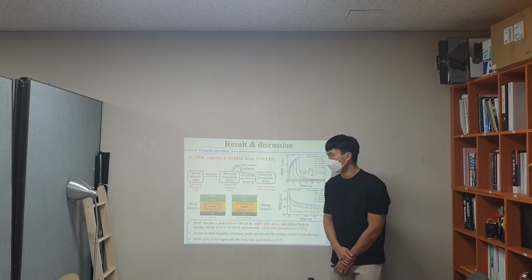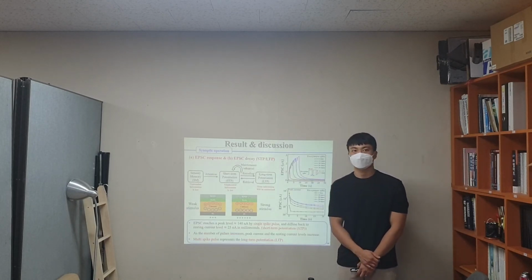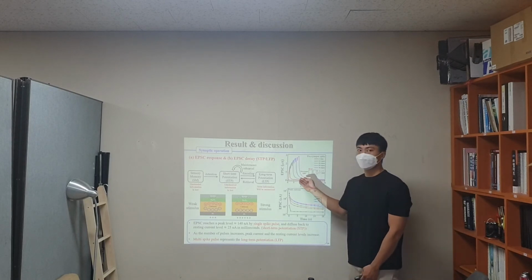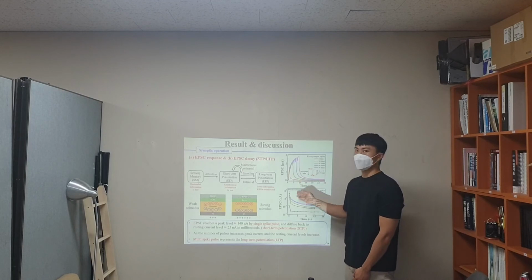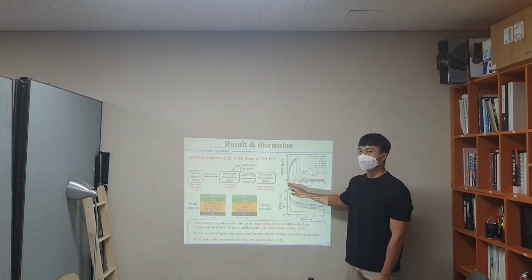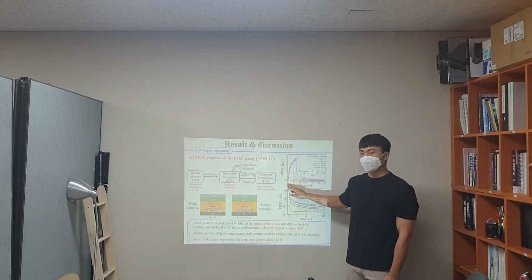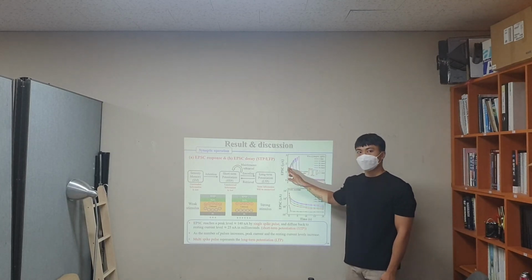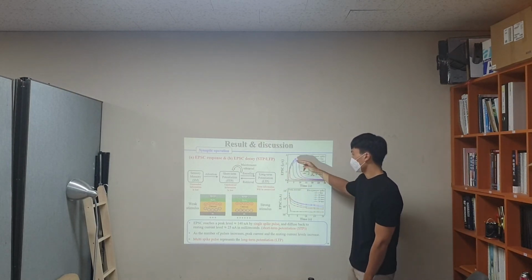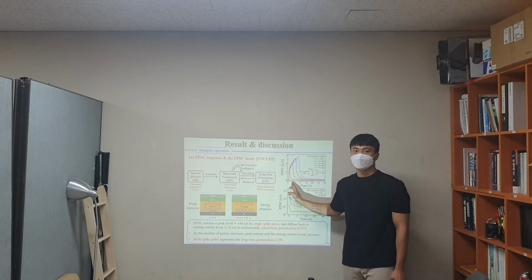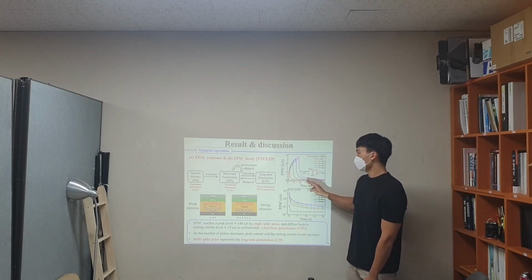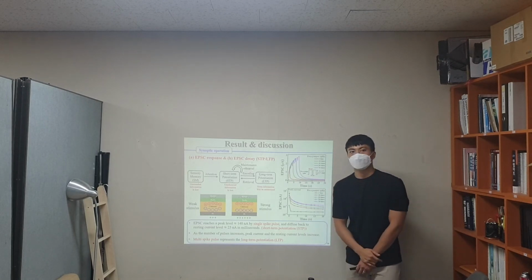The last is the EPSC response and decay. The upper figure shows the EPSC response according to the number of spikes. When a single spike is applied to the gate, the EPSC reaches a peak level of almost 140 nanoamperes, and then it rapidly decays in a millisecond. This short EPSC duration represents short-term potentiation.